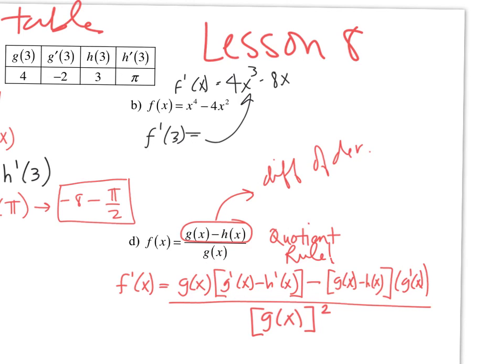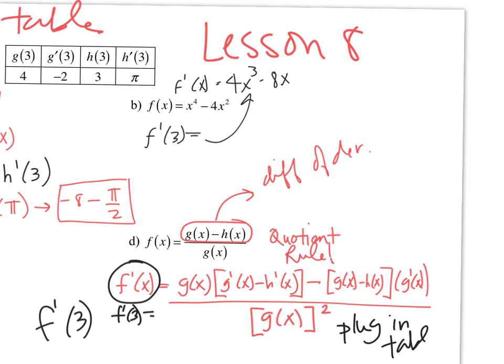And guys, the rest, since we're looking for f prime of 3, and this is what f prime of x is equal to, f prime of 3 is going to be equal to taking that x value of 3 and putting it here, here, here, and here, and finding those values in the chart. G of 3 is 4, g prime of 3 is negative 2, h prime of 3 is pi, and so on and so forth. At this point, plug in values from the table, and then just follow the order of operations.